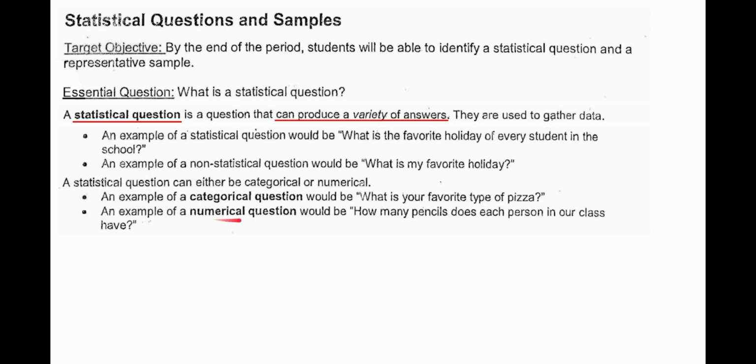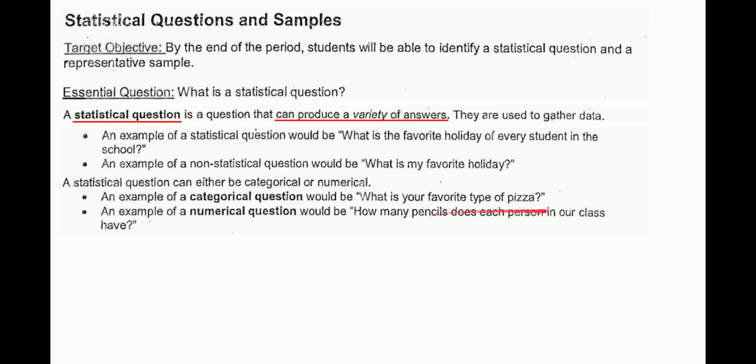For numerical questions, those answers are going to be numbers. So how many pencils does each person in class have? A kid could have 0 pencils. A kid could have 3. Some kids may have 4. Some kids may have 1. So those are all numerical answers. If I ask you what your favorite pizza is or what your favorite brand of shoe was, you're not going to say 5 or you're not going to say 2. That's not a numerical question.